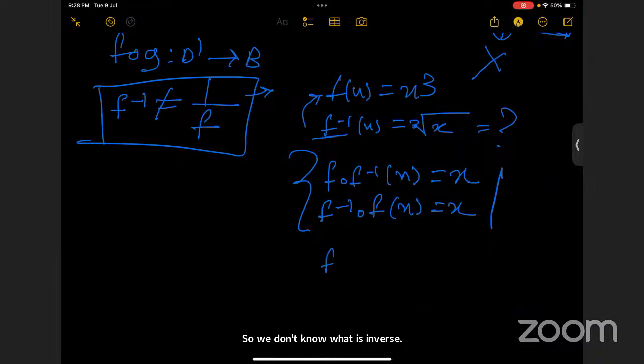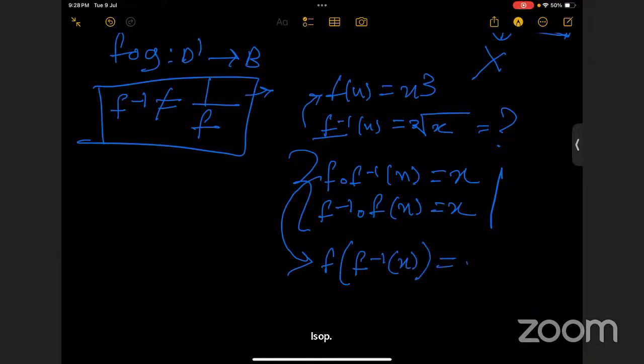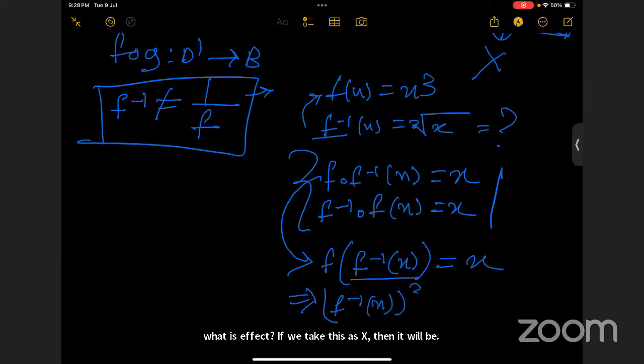So from this we get f of f inverse x equals x. And what is f(x)? If we take this as x, then it will be (f inverse x) whole cube equals x, right? Then f inverse x equals the cube root of x. Fine?